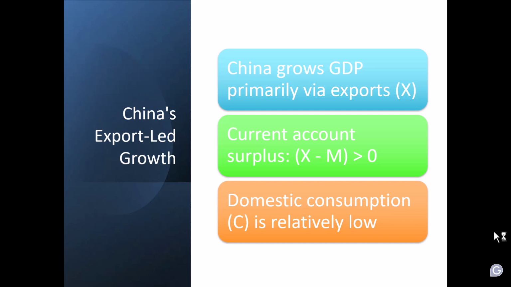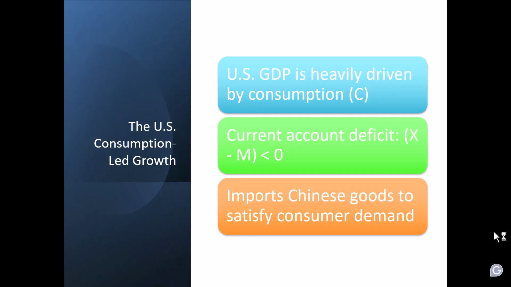Okay? So you have that X minus M, which is net exports. They're growing fundamentally through exports and importing small amounts. So that X minus M is positive. Another thing I want to point out is, remember, we have lots of components, and as China is growing through exports, they are not consuming a lot. They consume a relatively small amount. So that X is big and that C is small. Okay? Now let's flip over to the US.